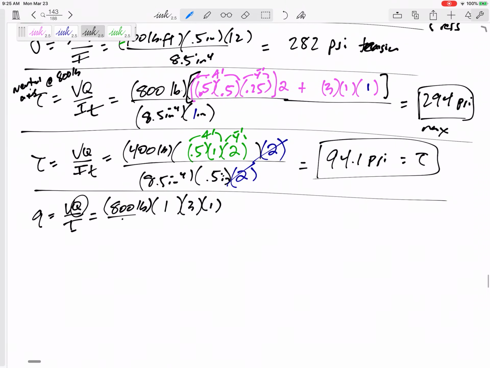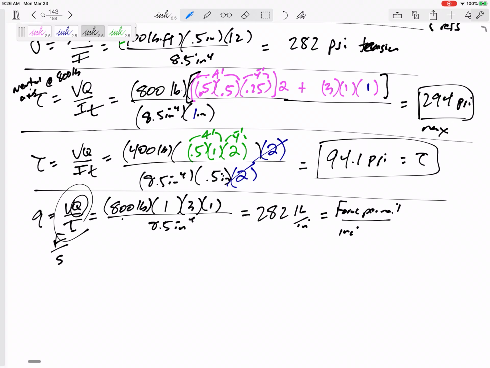All right, divide that by 8.5 inches to the fourth. So that's VQ over IT. Let's go ahead and get that value, 282 pounds per inch. But this is also VQ over IT, it's also force per nail divided by inch per nail, equals force per nail divided by how many inches per nail.